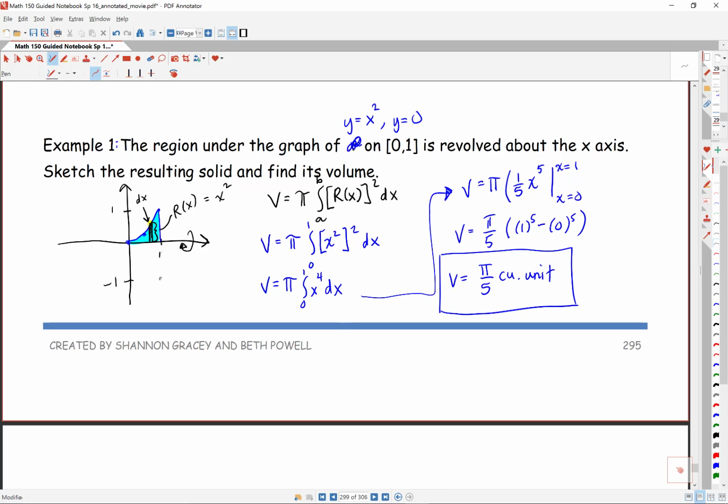And so then you end up getting a solid of revolution that's going to look like this. So you get this whole business, right? And that's your solid. It looks almost like a horn, doesn't it? Or something like that. Now visualize what it would look like if you rotated about the y-axis.